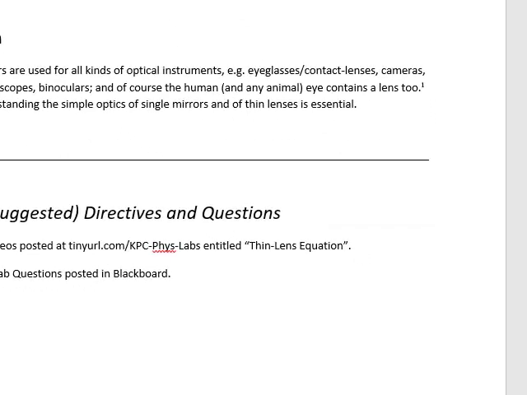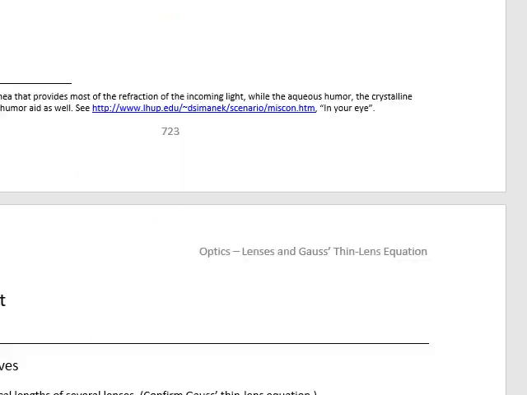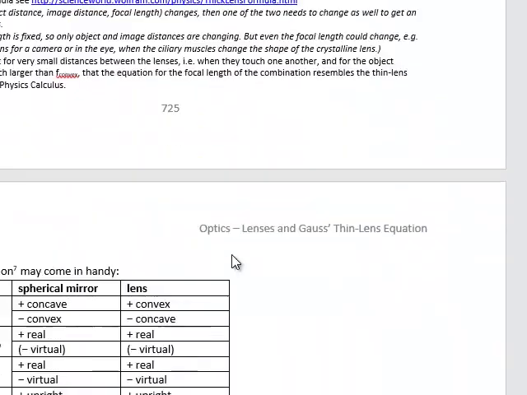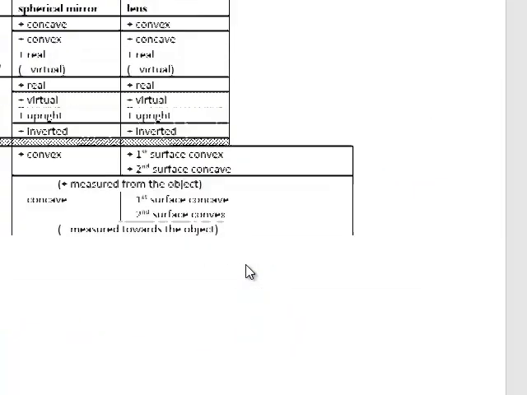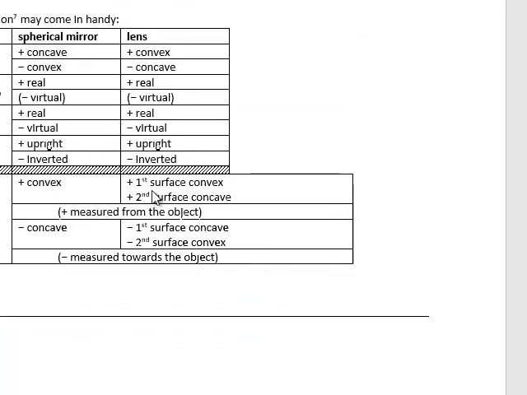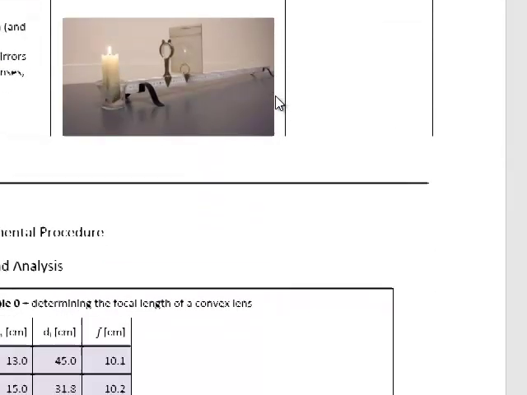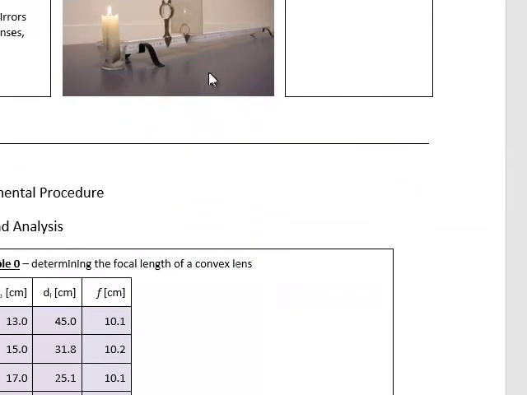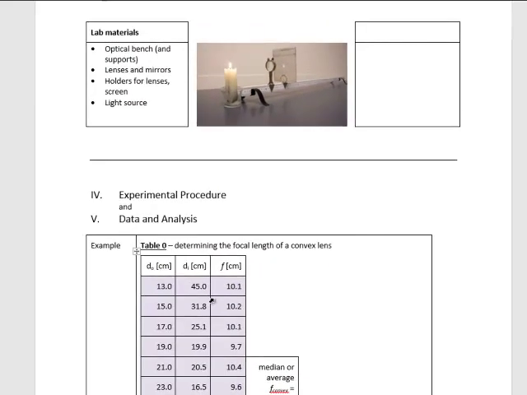This is the lab for the Gauss thin lens equation, and of course you have it posted in Blackboard. Besides the theory that I just scrolled through, you need this table here to look at when you need a positive, when you need to use a negative, and so on. This is actually the setup that I will be using.